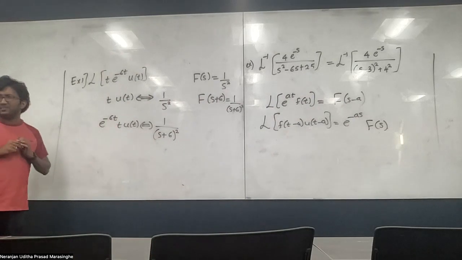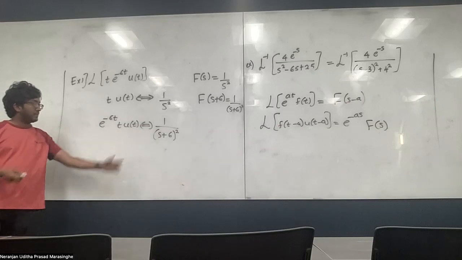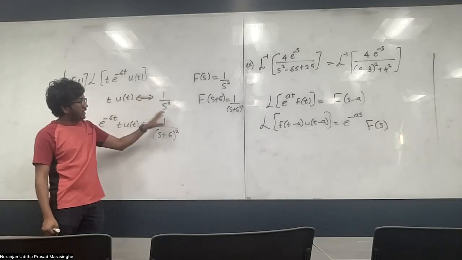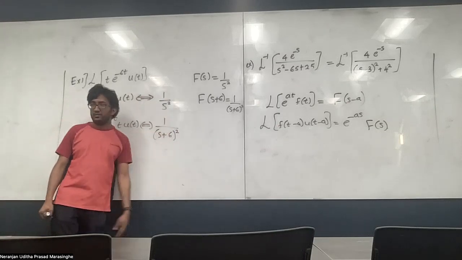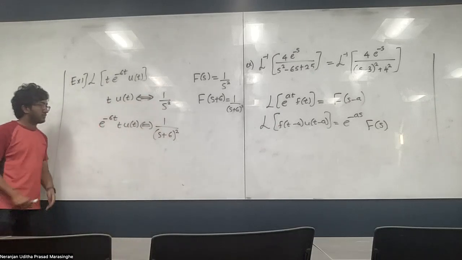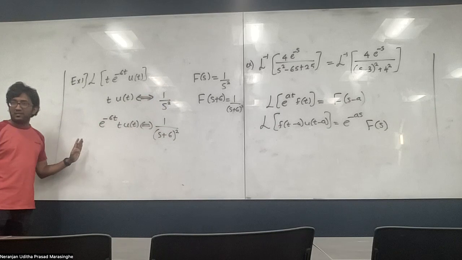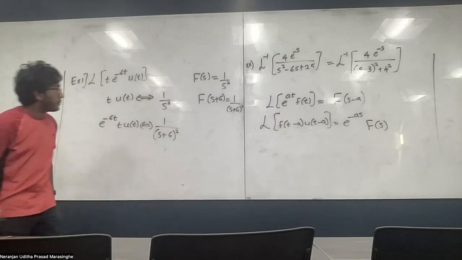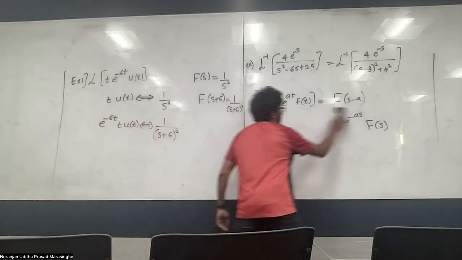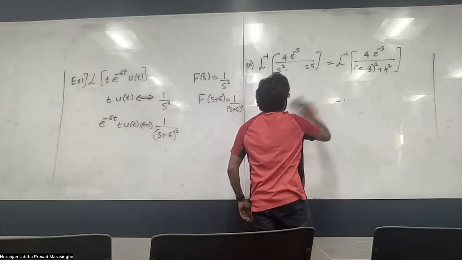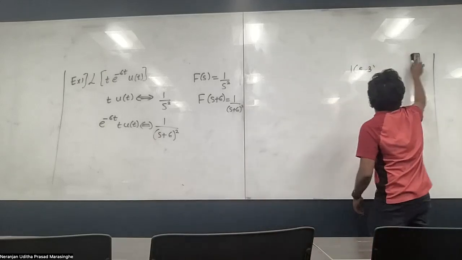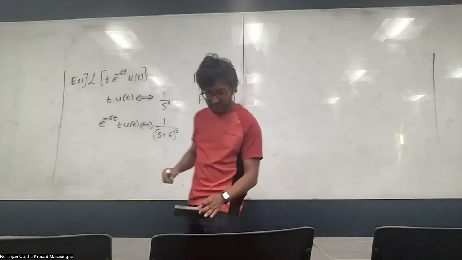Is that clear? I would get a translation in the Laplace domain. I had 1 over s square. This is my Laplace transform. It would be translated by minus 6. Any questions about this one? It is easy, right? Okay, let's move into the next example.